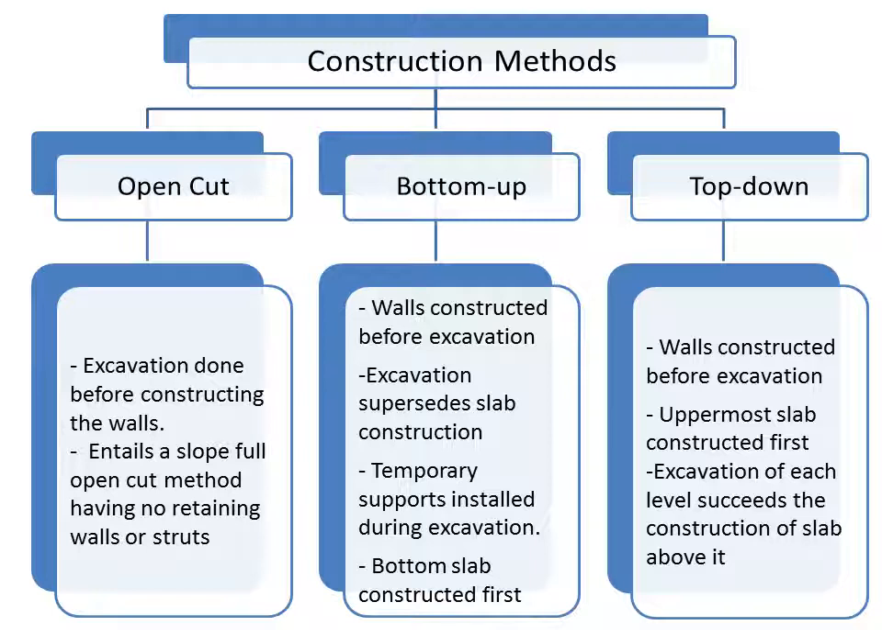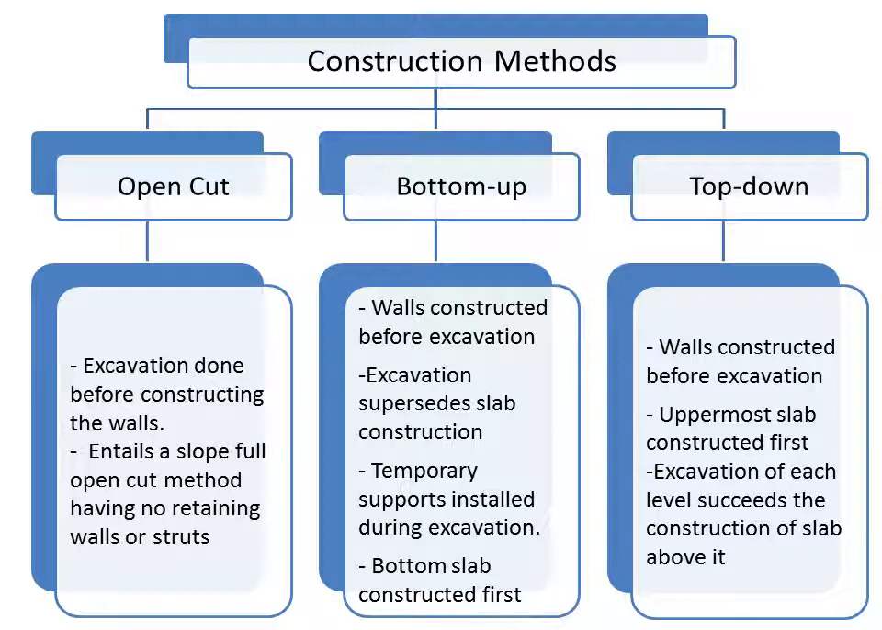The major difference between the open cut and the bottom up and the top down is the sequence. So in the open cut, first you excavate. Then you construct all of the structure, the foundation and the retaining walls and the top. However, for the bottom up and the top down, you construct the walls first. The retaining walls are constructed first, and we will discuss the different types of wall systems that could be used.